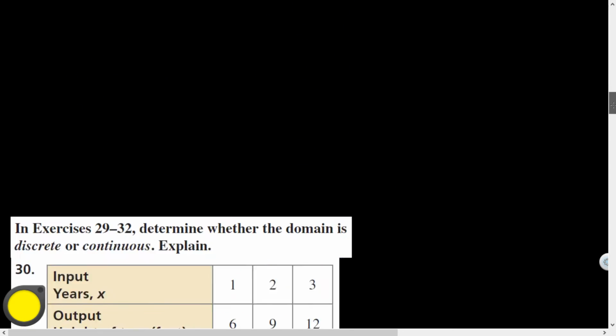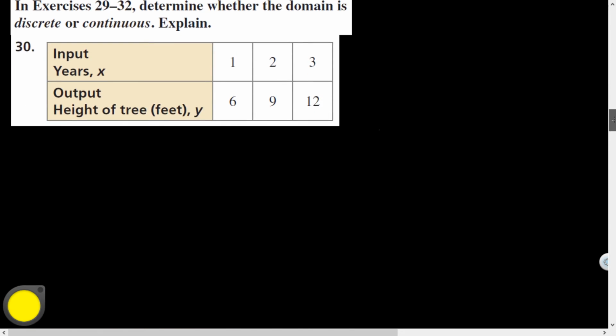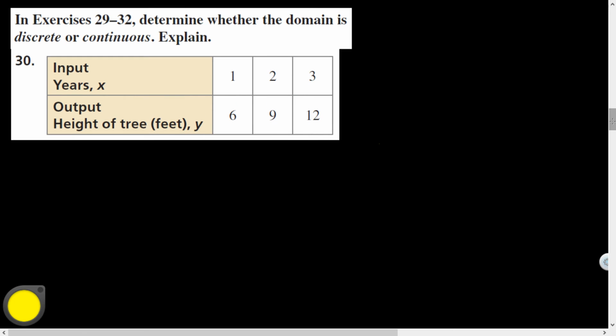All right, let's see, one more problem. Determine whether the domain is discrete or continuous. Now, this required you to analyze this part right here. This was really the only thing we had to consider. It's asking, is it discrete or continuous?